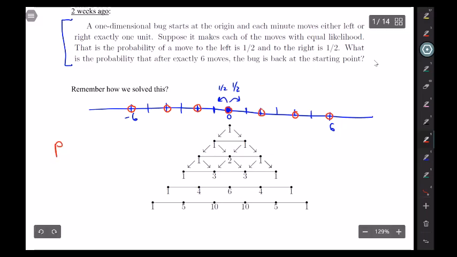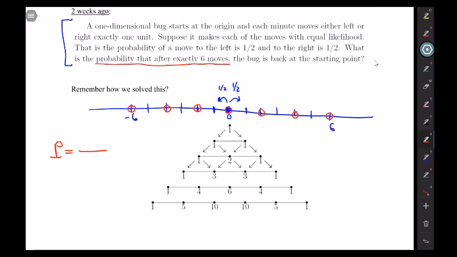So the question is asking for a probability. What is the denominator of that probability, the probability that after 6 moves we are back at the origin? Yes, the denominator would be 2 to the 6. We have 2 choices at each move, and because we make 6 moves, 2 to the 6.